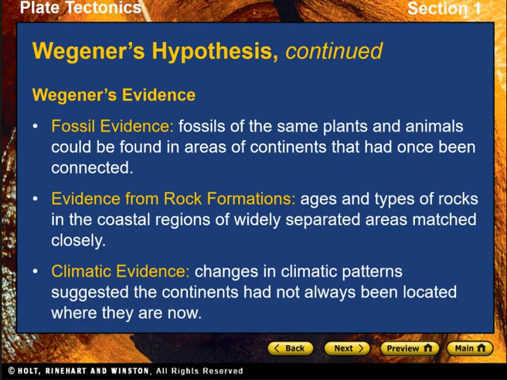Fossil evidence. In addition to seeing the similarities in the coastlines of the continents, Wegener found other evidence to support his hypothesis. He reasoned that if the continents had once been joined, fossils of the same plants and animals should be found in areas that had once been connected.